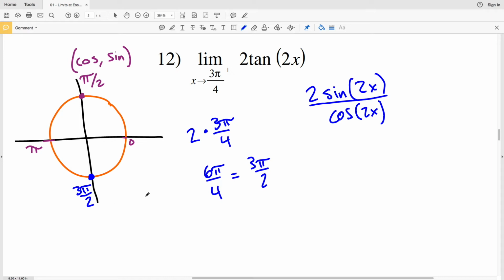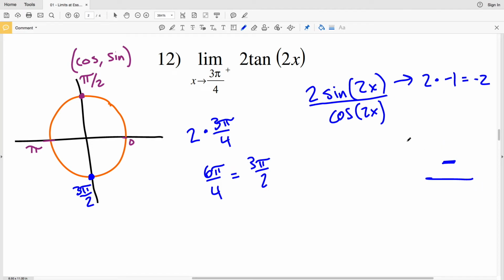Now you can see that as we approach 3 pi over 2 for sine, that's going to be a negative. So 2 times the sine of 2x, as x approaches 3 pi over 4, that's going to be 2 times negative 1, since the sine of 2x is approaching negative 1 as x approaches 3 pi over 4, and that's going to be a negative 2, but the important thing to note is that the numerator is negative.